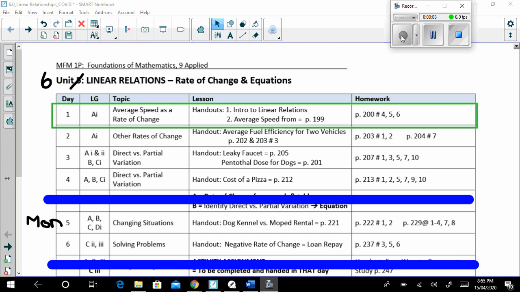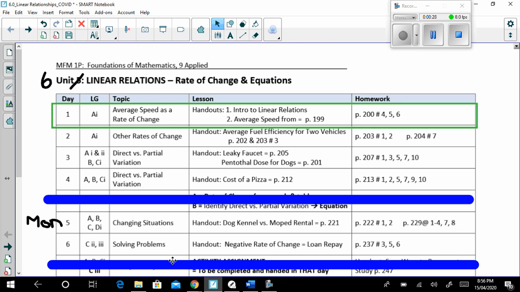Hi guys, today we're going to look at lesson 6.1. I know I said that in the last lesson when I introduced this unit, but that video went on for too long. So this one we're actually going to look at 6.1. We're looking at average speed as an introduction to what rate of change is.